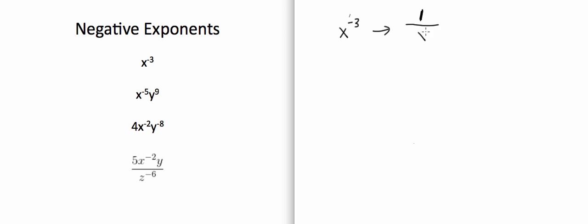And we move the whole x to the 3rd power. When we move it from top to bottom, we make it happy, so it becomes positive again. All right, so x to the negative 3 becomes 1 over x to the 3rd.